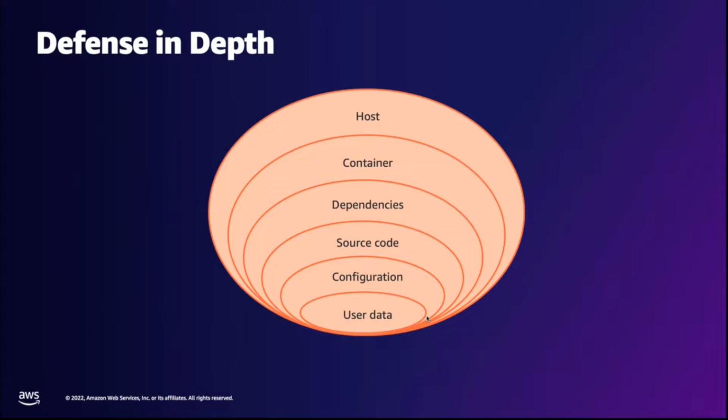So thinking about defense in depth, right? There are multiple ways to tackle this, and using the onion approach is one of the ways that I like most, because when you are preparing your containers with a Dockerfile and you are deploying your container, there are multiple things like the user data, configuration, source code, dependencies, container, and the host that will be running that. So using this approach is the one that I like most.